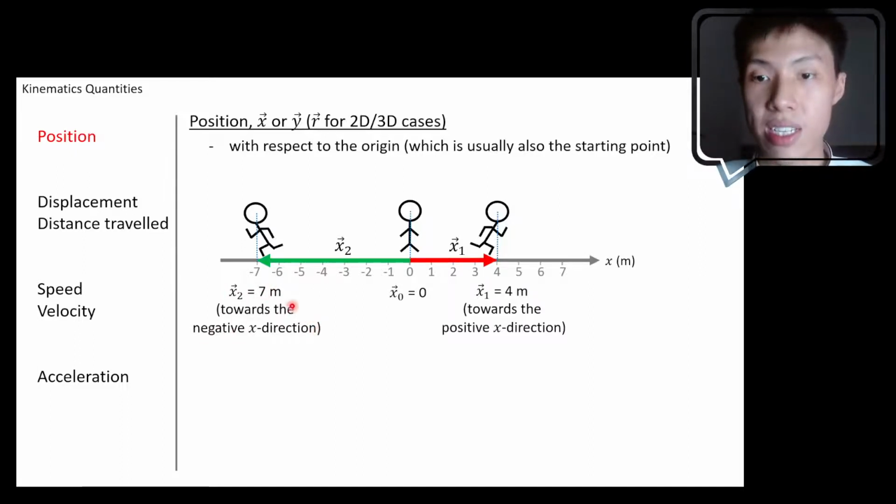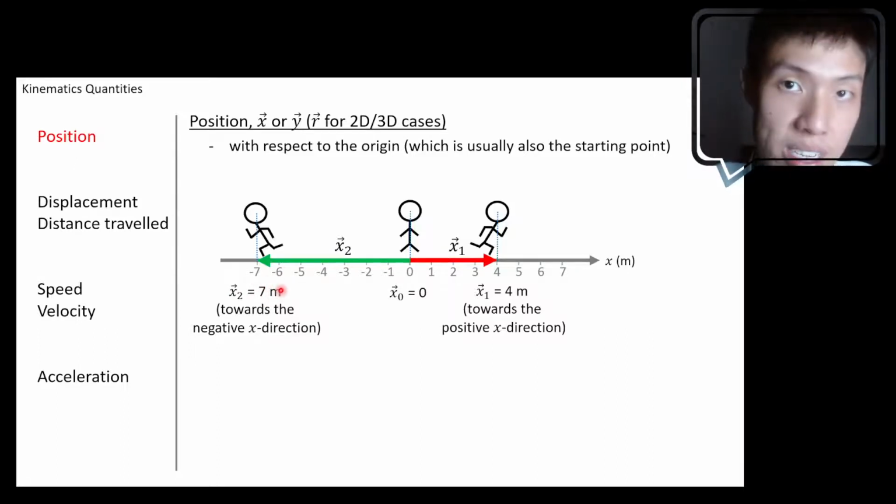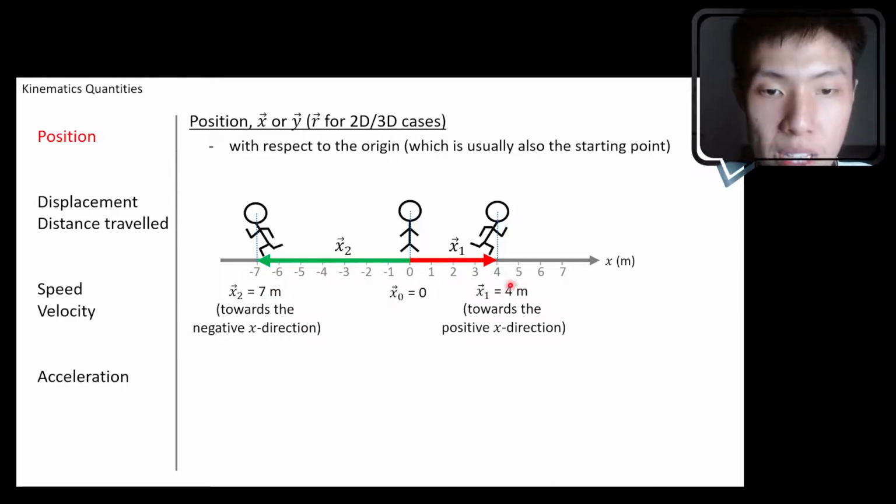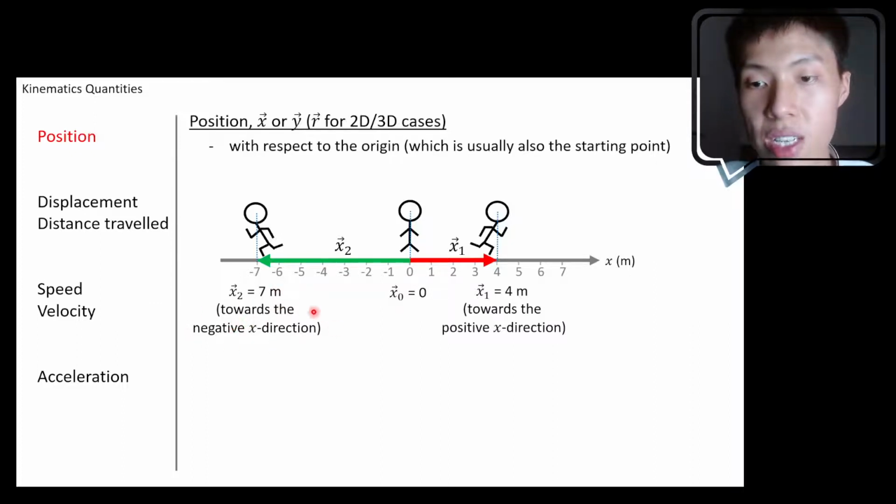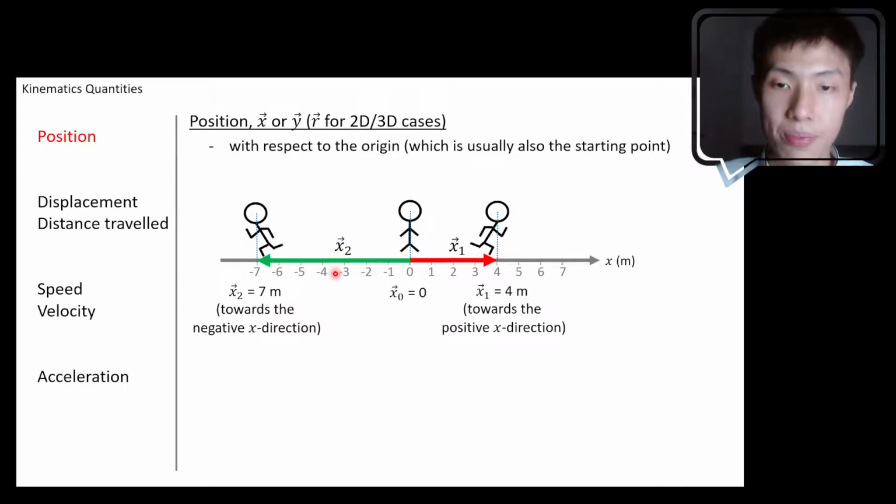Because when we say vector, we usually write the magnitude without any sign. The magnitude of a vector is always positive, so if you write the magnitude only, it should not have any sign. So 4 meters and 7 meters here are magnitudes, so they are always positive, with no sign. But we include the direction down here, saying that it's towards the negative x-axis. So that's how we define the position of an object, in this case at various times.